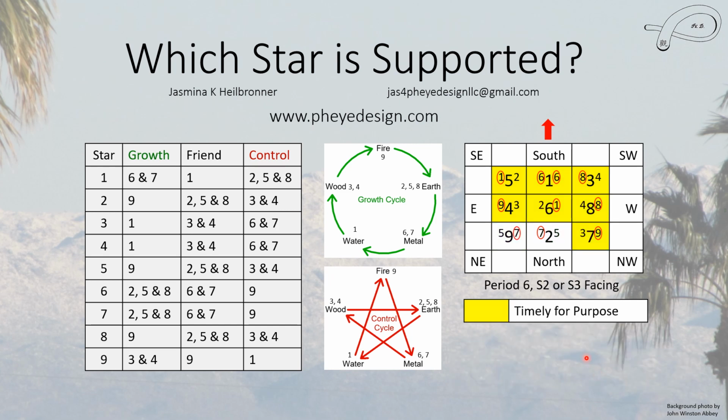So if we look at timeliness, because you were not able to activate it, then these squares are timely, or these sectors are timely for their purpose. That is, if you use this for a kitchen or a bedroom, then this is timely. If you use this for earning money, these are timely. So it is okay.